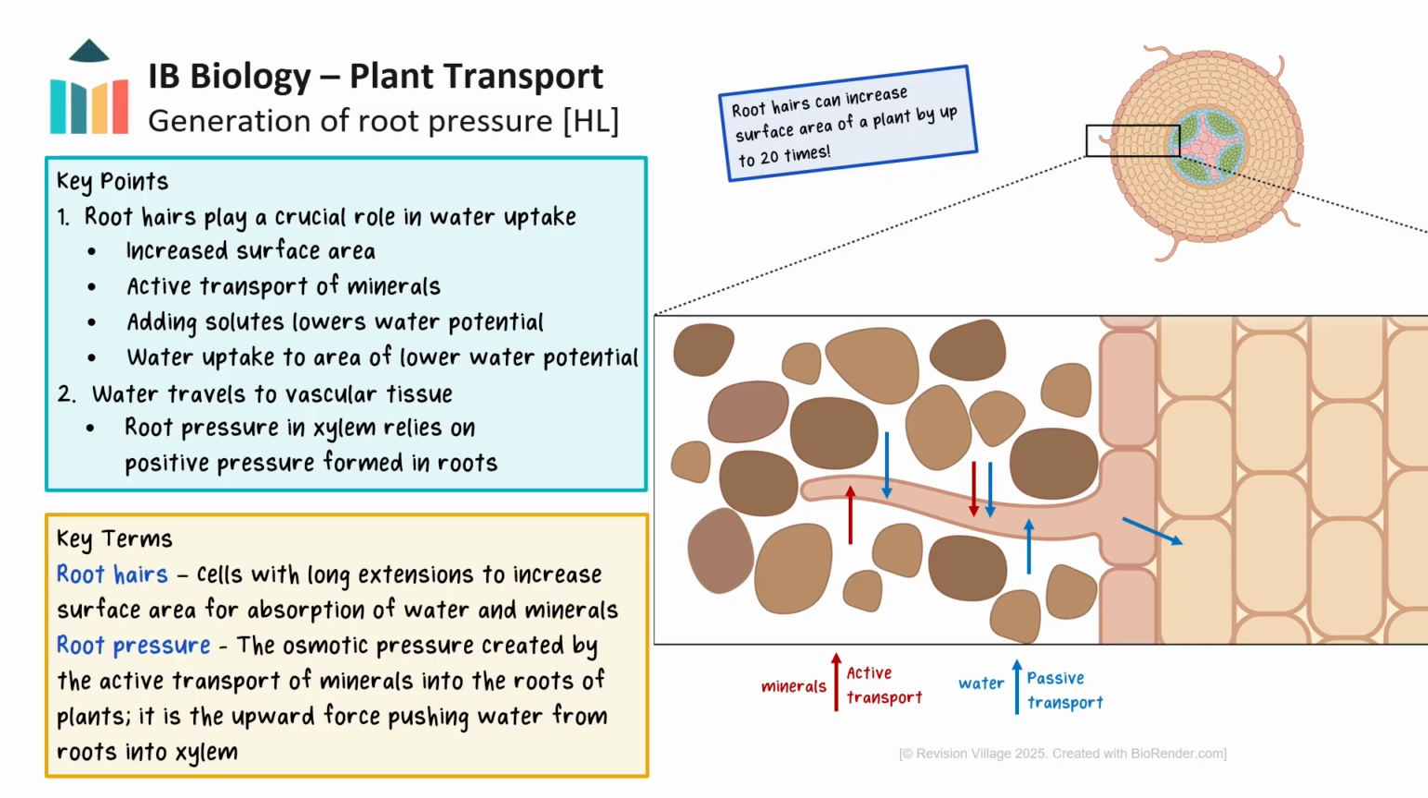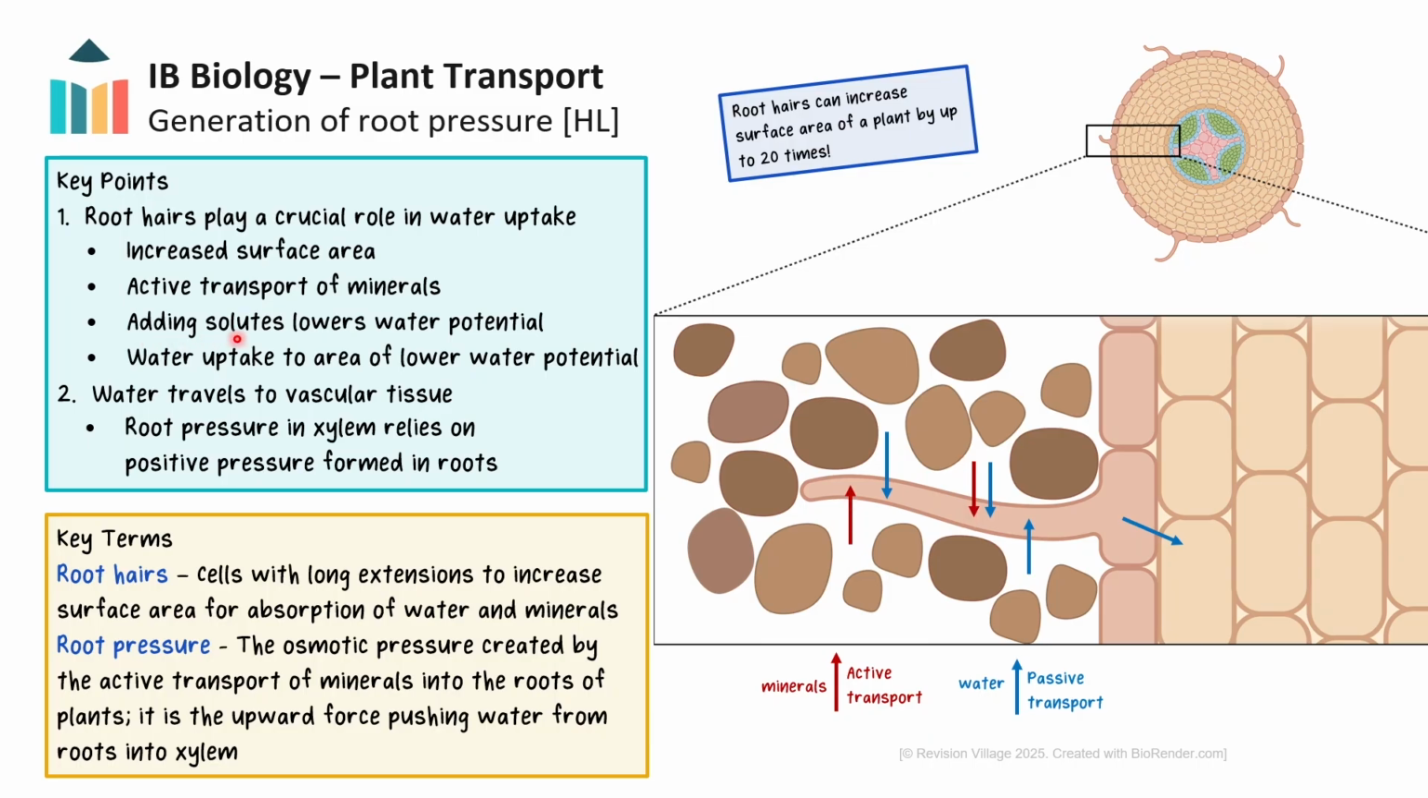Water enters root hair cells by osmosis, moving from the higher water potential in the soil to the lower water potential inside the root hair cell. Plants actively transport mineral ions such as potassium, calcium, and magnesium ions from the soil into the root cells using active transport, a process that requires ATP.